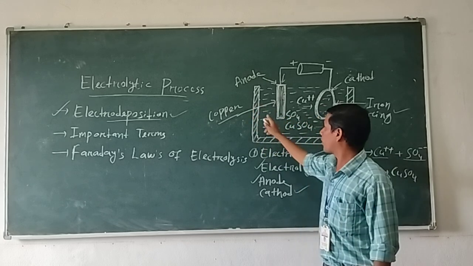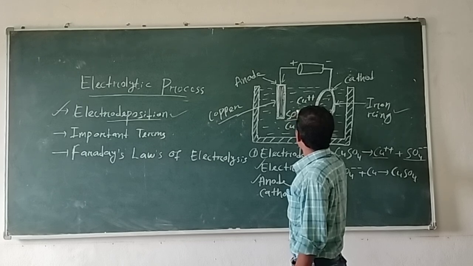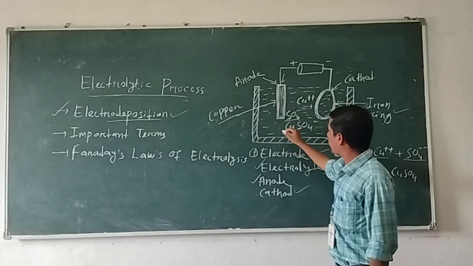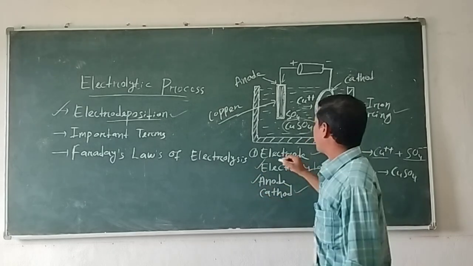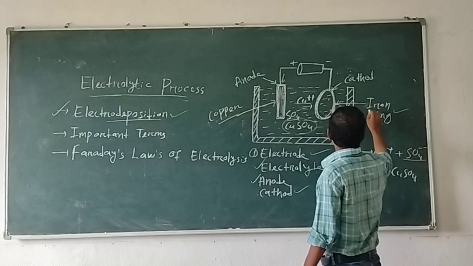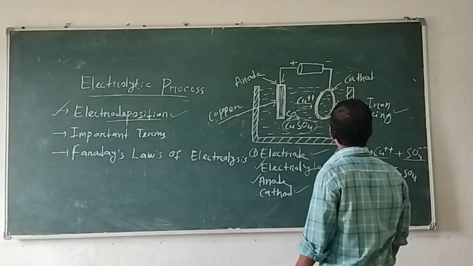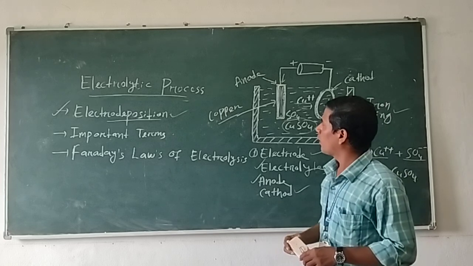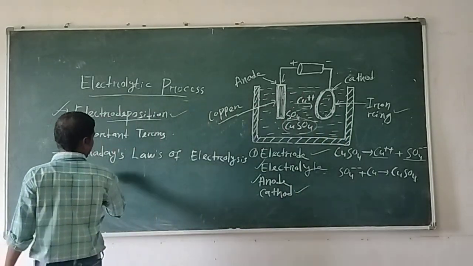The negative part SO4 2- will be attracted to the anode and becomes CuSO4, while the positive Cu2+ will go to the iron ring, and eventually a copper layer will be formed over the iron ring. So this is the process of electrolysis. Then we go for Faraday's laws of electrolysis.